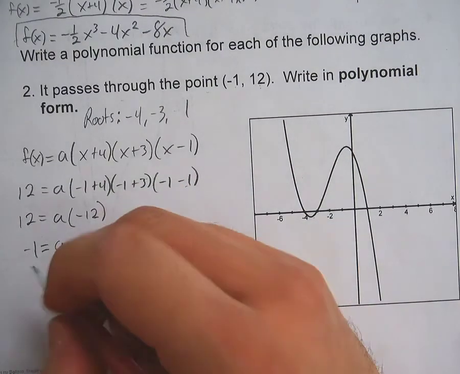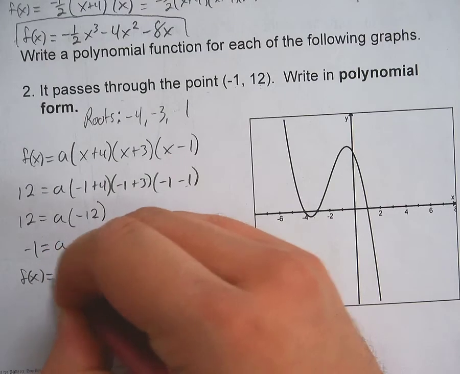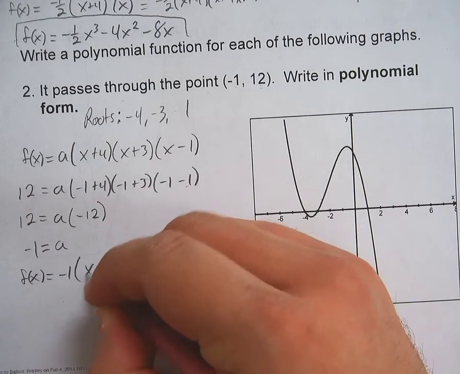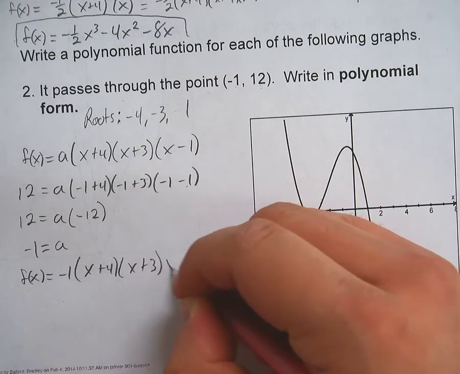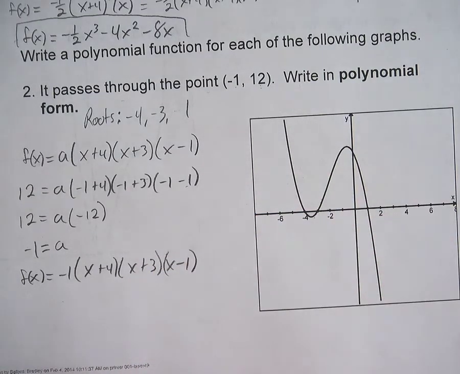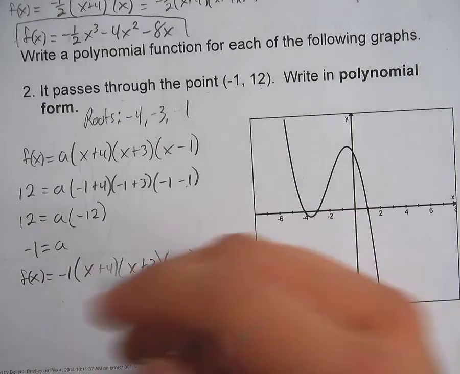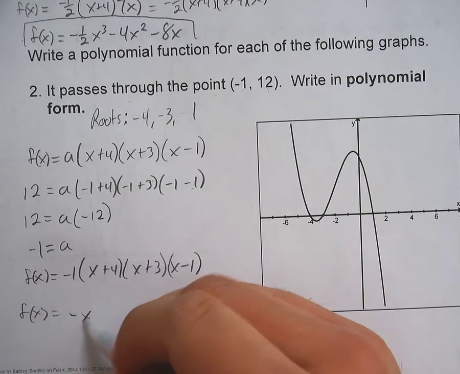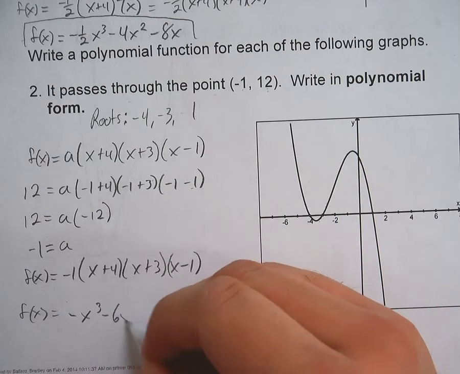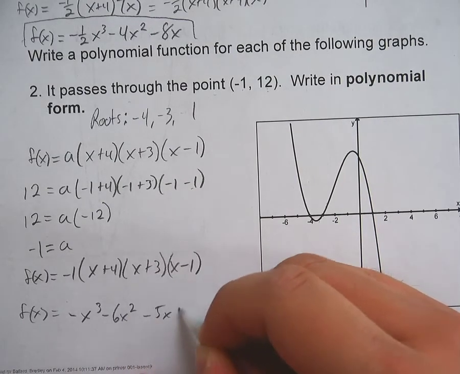So let's plug it back in. F of x equals negative 1 times x plus 4, x plus 3, x minus 1. Now again, that's a perfectly acceptable answer. But if you wanted to multiply it out, you certainly can, just so you're aware. What you end up with is negative x cubed minus 6x squared minus 5x plus 12.